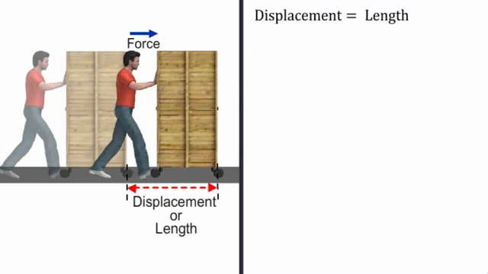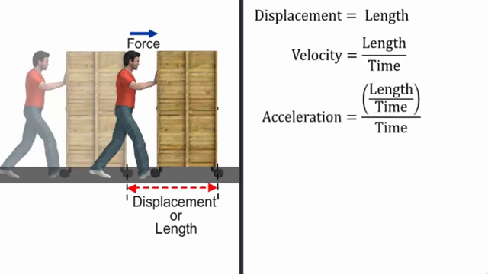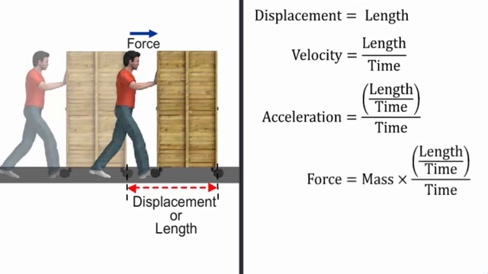Thus, velocity can be expressed as the ratio of length to time. Using the same logic, we can write acceleration as length by time divided by time. Thus, the expression for the quantity force can be simplified as shown. From the expression, it is clear that the exponents of mass, length, and time in the expression for force are 1, 1, and -2 respectively.